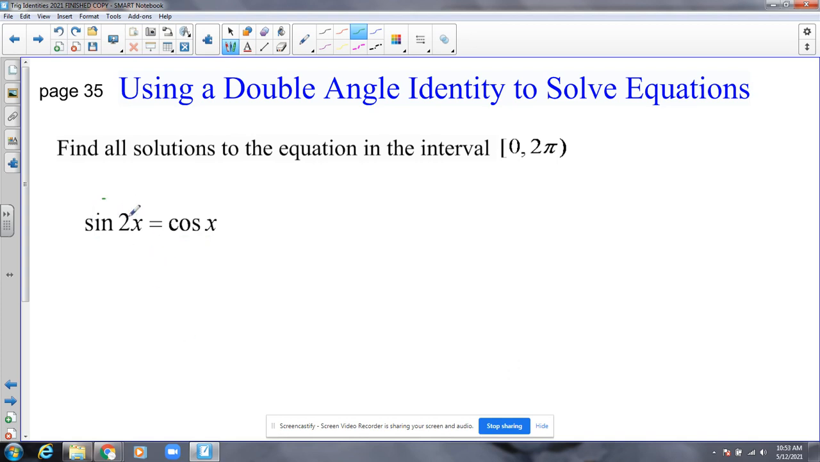We could probably just use our common sense and reason our way through this, maybe make a little table of values, and we could probably just guess and check this thing. But I do want to show you how to solve it algebraically. Hopefully what we do see is that this sine 2x is our double angle identity, 2 sine x cos x. So we can expand that and turn it into this. So now we're making some progress.